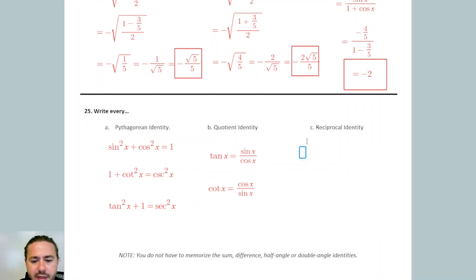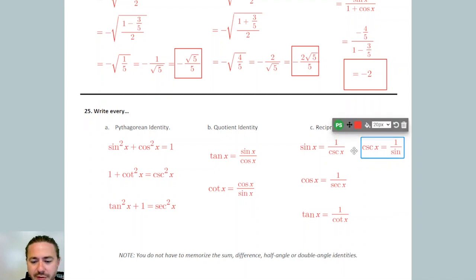The reciprocal identities, you probably already know all these, but it doesn't hurt to write them down. The reciprocal of sine is cosecant. The reciprocal of cosine is secant. And the reciprocal of tangent is cotangent. You can rewrite these as well. Like if I solve for cosecant, cosecant is going to equal 1 over sine and so forth. You don't really necessarily need to write every single one of these because they're just modifications of these, but I guess it couldn't hurt.